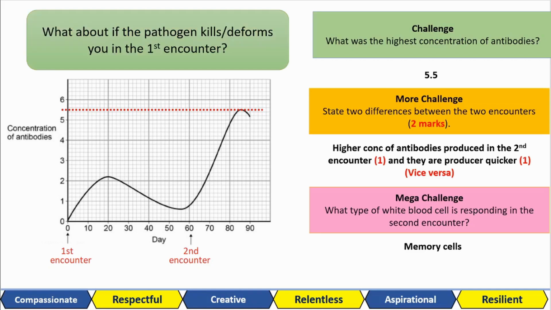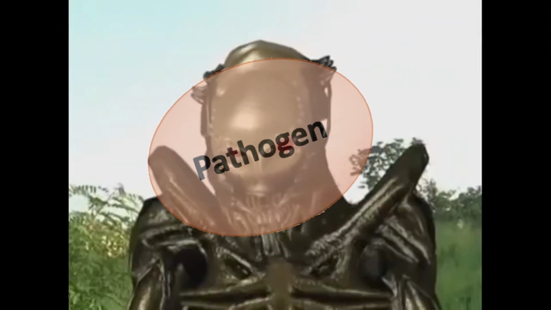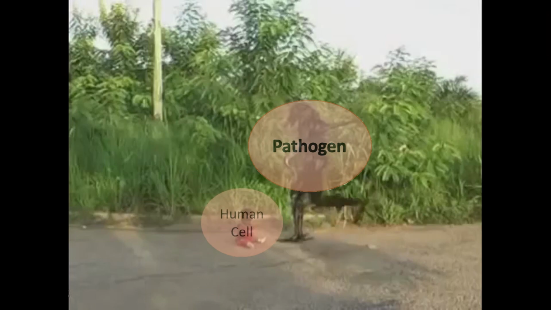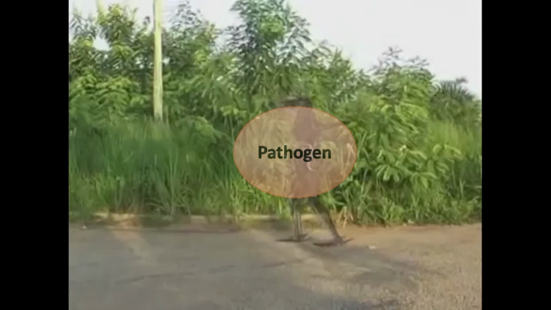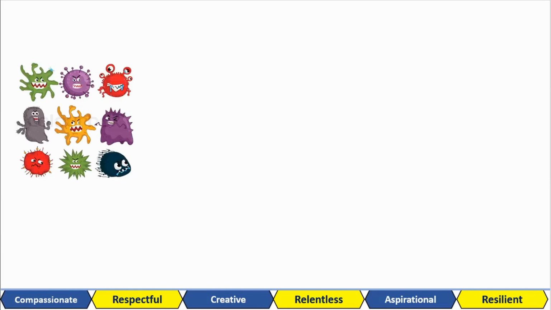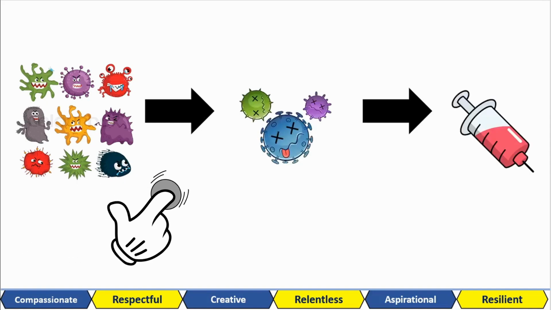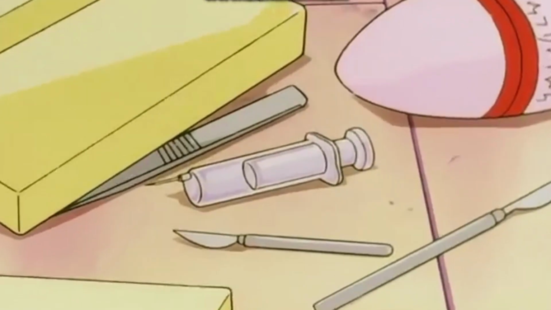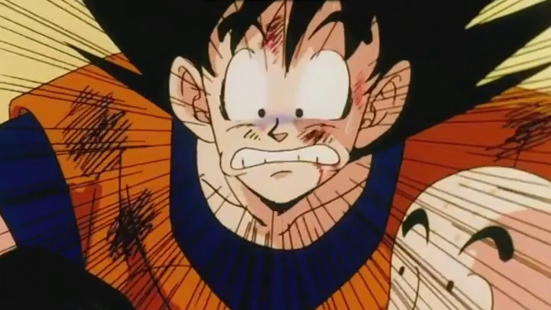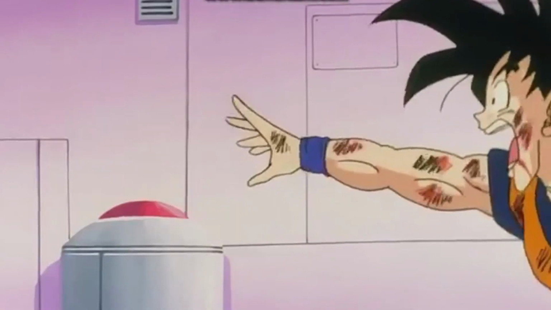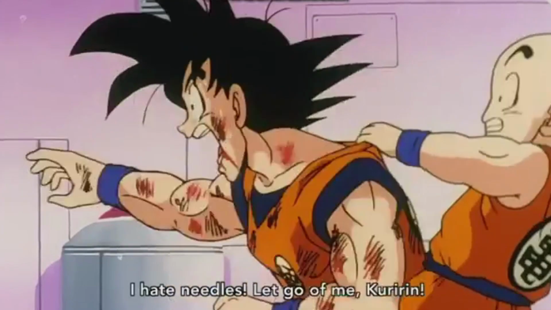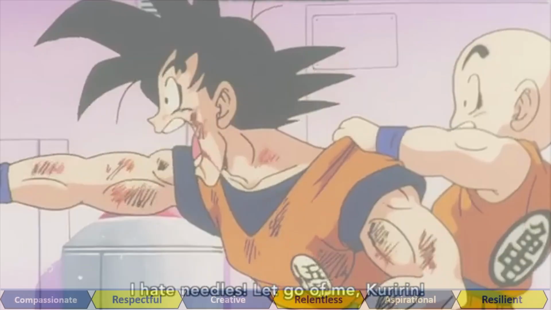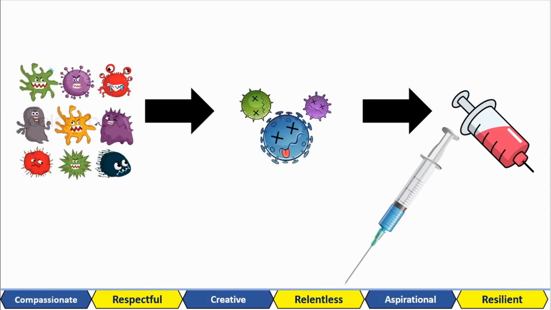What about if the pathogen kills you or deforms your body during the first encounter? What do you do then? That's when you get some help from your doctor. Stop it. Get some help. These three pictures show you the process of how we mitigate against such outcomes. Unfortunately, you got to get juked.